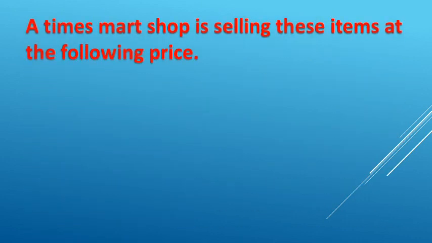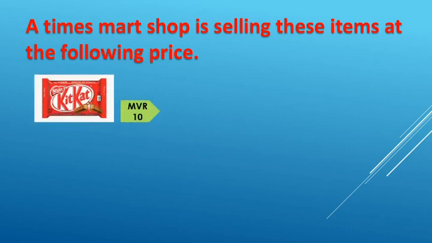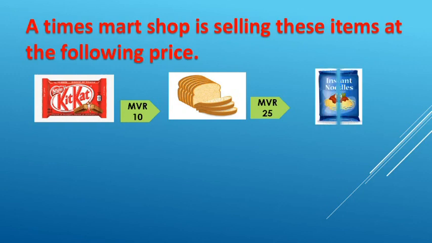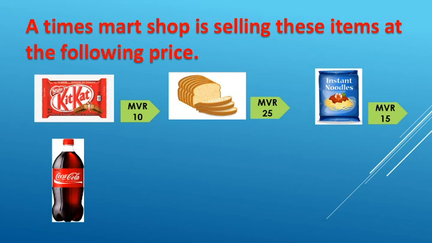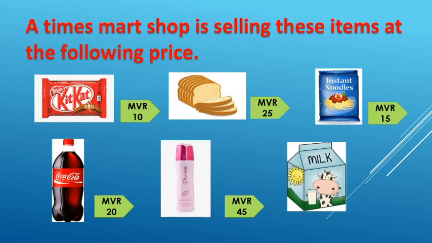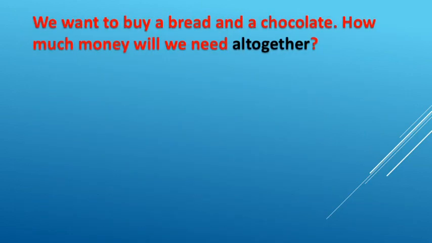A Time Smart shop is selling these items at the following prices. Kit Kat is 10 rupiah, bread is 25 rupiah, noodles are 15 rupiah, a bottle of Coke is 20 rupiah, body spray is 45 rupiah, and the milk packet is 25 rupiah. We want to buy a bread and a chocolate.